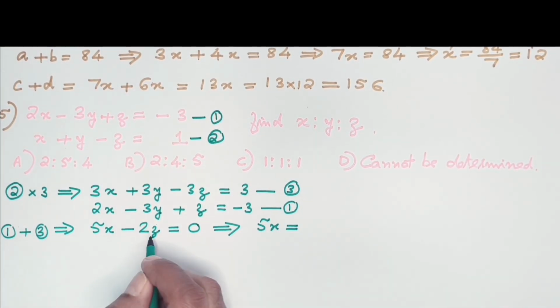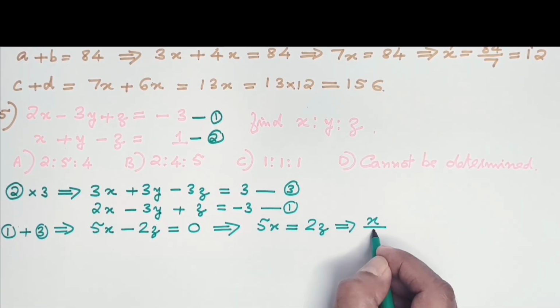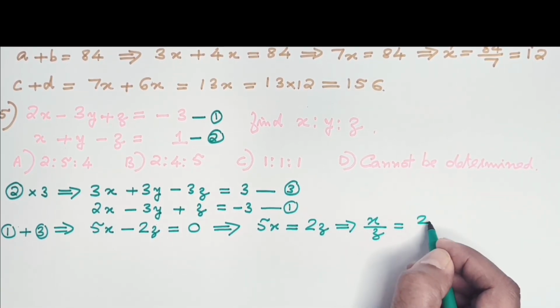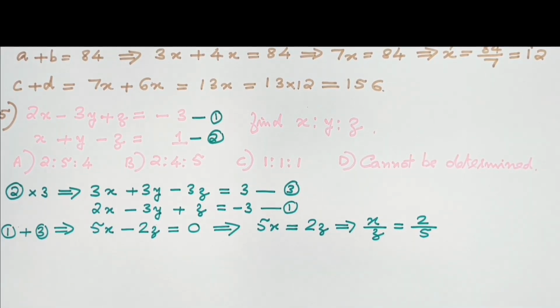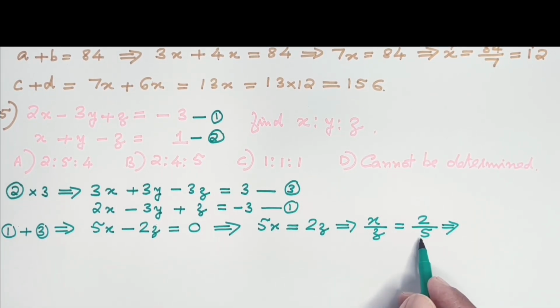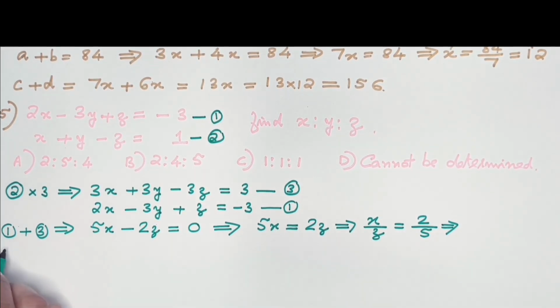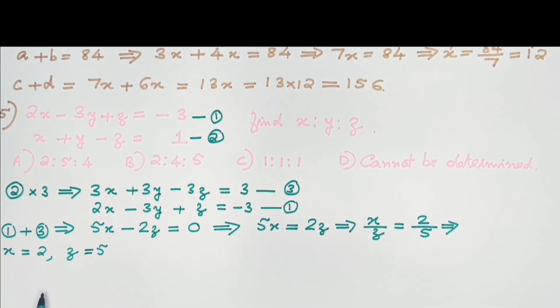Taking 2z to the right side, you have this. Take z to the left side, keeping 2 on the right, take 5 to the right side. As you know, multiplication becomes division when changing sides. Here you may choose x as 2 and z as 5 because you're going to find a ratio. Even if you choose the multiples, that will get cancelled. So I'm taking x as 2 and z as 5. These are particular values of x and z.